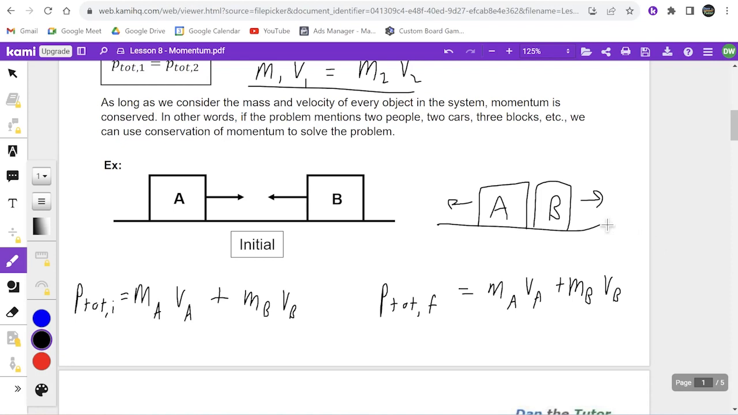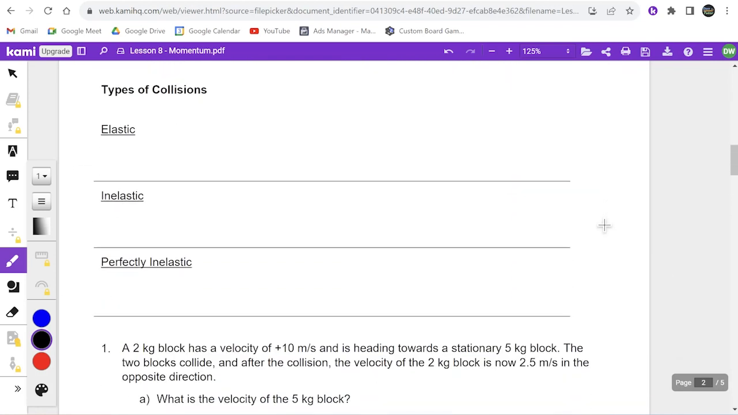So anyways, now we have the three types of collisions. There's elastic, inelastic, and perfectly inelastic. An elastic collision is where momentum and energy are conserved. Momentum and energy are conserved.